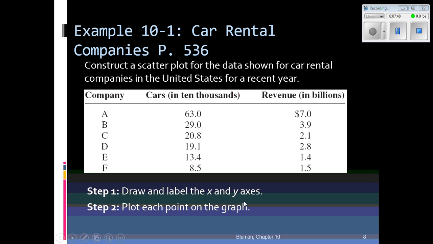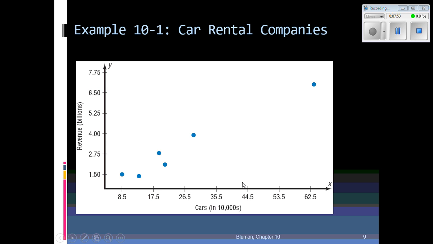So we draw and label a graph with an X and Y axis, and then we just plot each point. It's as simple as that. When you're doing that, make sure that the scale of your axes is correct. Just because this one goes up to 62.5 doesn't mean your Y axis has to go up that high. And then we just graph them. So here are the points graphed. That's a scatter plot, as simple as that. We'll use that in the future.